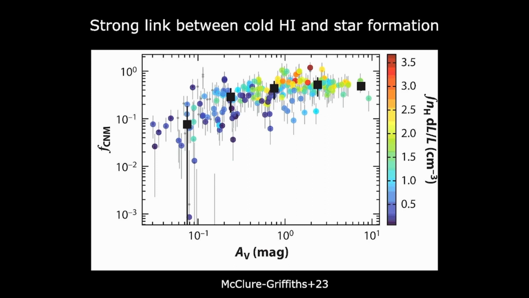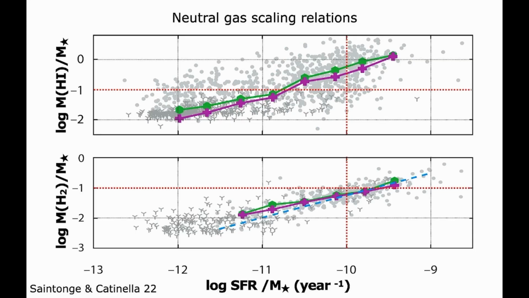Unlike the warm H1, cold H1 traces the regions where you have more shielding, more cooling, and so more formation of stars and of molecules. And these results are very important to then interpret in a correct way the scaling relations between the neutral gas content of galaxies and other key properties. And these have been reviewed recently by Saintonge and Catinella for galaxies in the nearby universe.